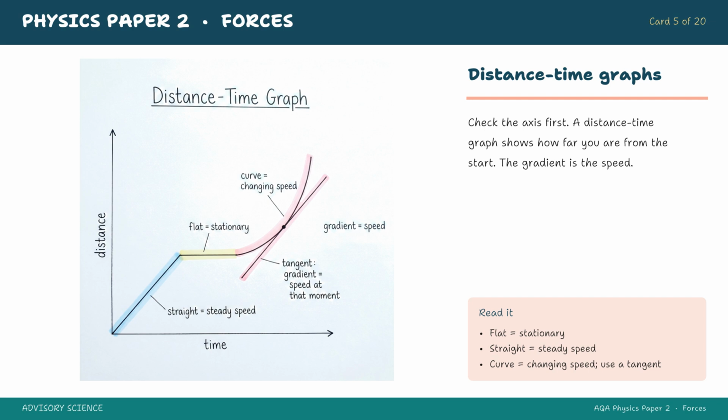If the line is curved, it means you're changing speed. You could be slowing down or you could be speeding up. If examiners ask you to find the speed on a curved line, you must draw a straight flat tangent to the curve at that exact second and calculate the gradient of that tangent line.